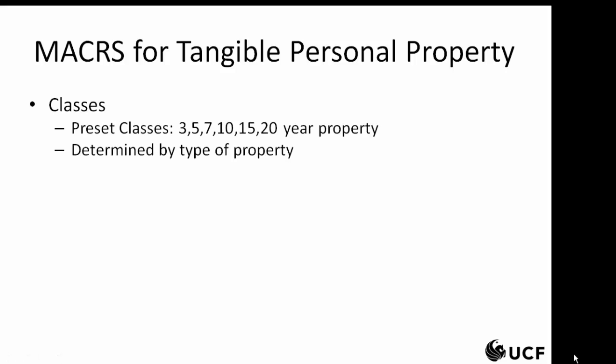In doing MACRS for tangible personal property, the first thing that we want to look at is what are the preset classes that we have. The preset classes we have for tangible personal property are 3, 5, 7, 10, 15, and 20-year property. The preset class is determined by the type of property that we're talking about. For example, vehicles are 5-year property. Furniture and fixtures are 7-year property.